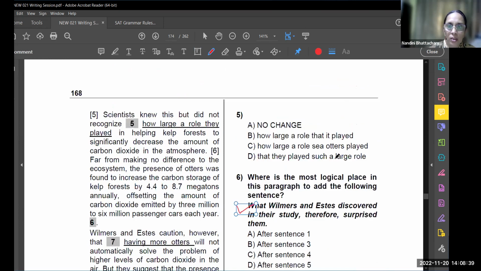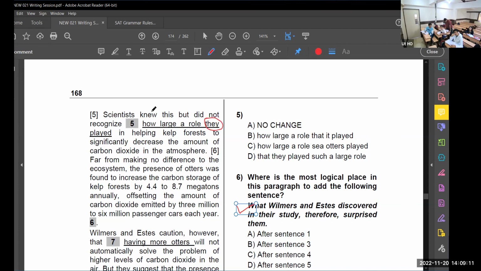Question number 5, okay. I think it's about some grammar or sentence structure. It says scientists knew this but did not recognize how large a role they played in keeping kelp forests to significantly decrease the amount of carbon dioxide in the atmosphere. Your underlined portion is how large a role they played. Now, who are the they? The sea otters.